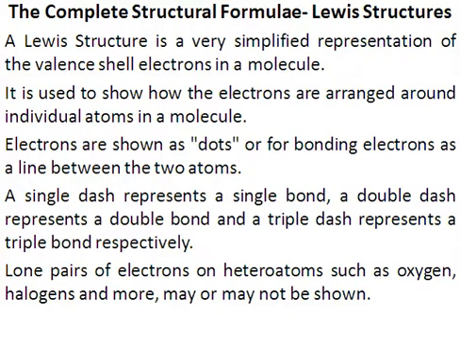So next we have another way of writing the structure formula, that is the Lewis structure. Lewis structure is a very simplified representation of valence shell electrons in a molecule, right? And this shows how the electrons are arranged around individual atoms in a molecule. So normally we make use of electrons as dots, or you may use bonding electrons as a line between 2 atoms. If you have a single bond, we write a single dash. If you have a double bond, we write a double dash. If we have a triple bond, we write a triple dash.